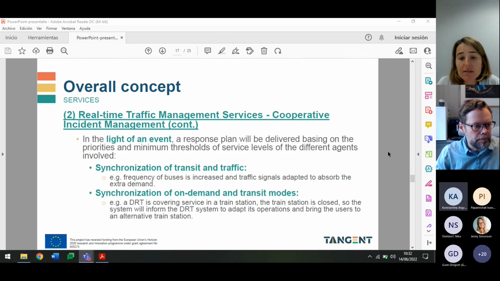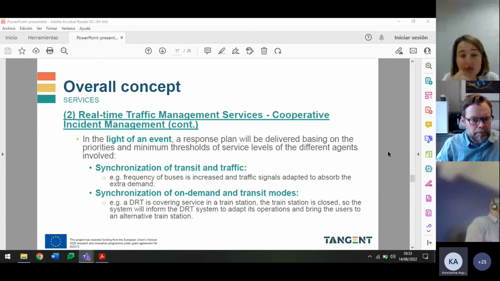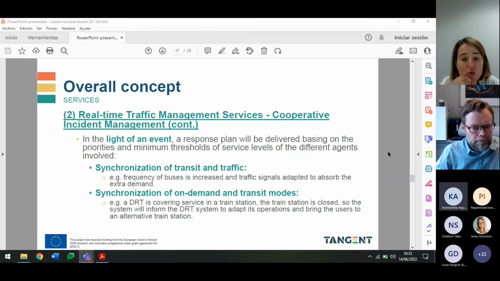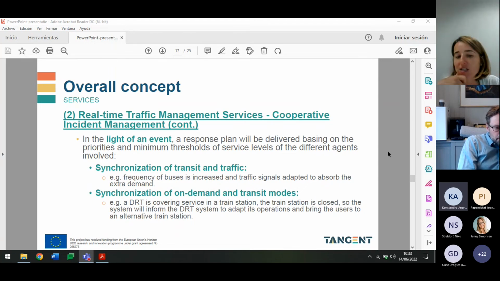So continuing with the cooperative incident management, here we can see, let's say, an example. So in the light of an event, our response plan will be delivered based on the priorities and the minimum threshold service levels identified by the different agents involved for solving the incident. So here we will focus on two different case studies. The first one will be the synchronization of transit and traffic. So, for example, here the frequency of the buses is increased, so the traffic signals will be adapted in order to absorb this extra demand.